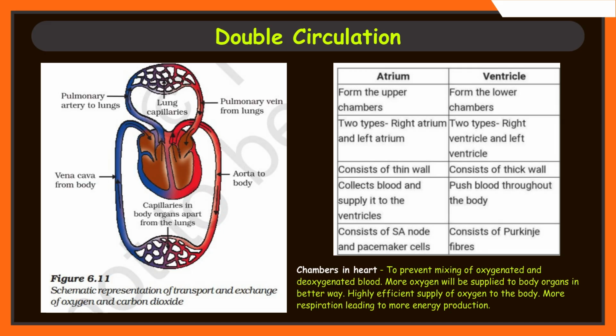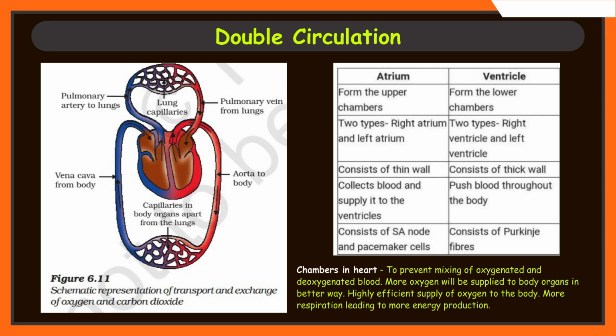This dual-circuit system provides crucial advantages. The complete separation of oxygenated and deoxygenated blood prevents their mixing, ensuring highly efficient oxygen delivery to tissues. The two-step pressurization system allows blood to be pumped at lower pressure to the delicate lungs while maintaining higher pressure for systemic circulation, optimizing both gas exchange and tissue perfusion. Furthermore, this arrangement enables precise regulation of blood flow to different organs according to their metabolic demands, supporting diverse physiological functions from muscular activity to cerebral processes.